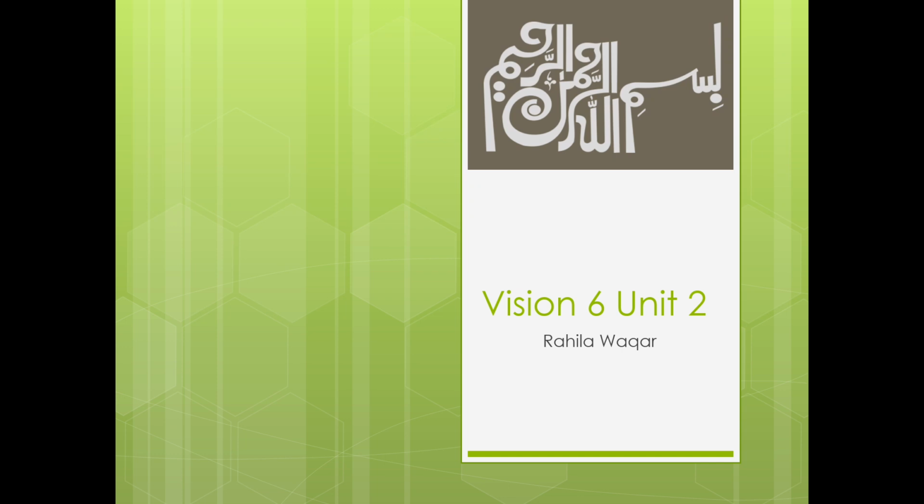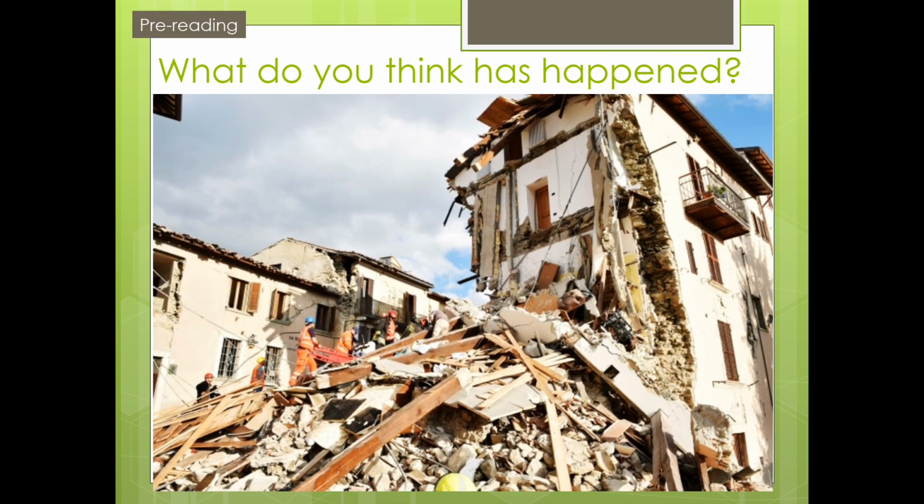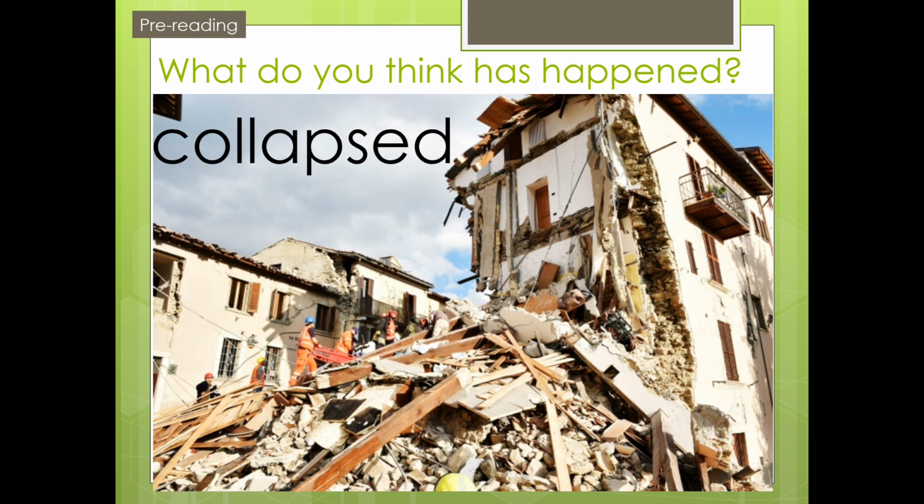Okay, now we are going to start our reading lessons, and today will be our first lesson. First of all, before starting the chapter, I would want you to look at this picture carefully and try to think what has happened. Why did the building collapse? What has caused the collapse? Why did it fall? What can be the reason? Pause the video and write your reply in your notebook.